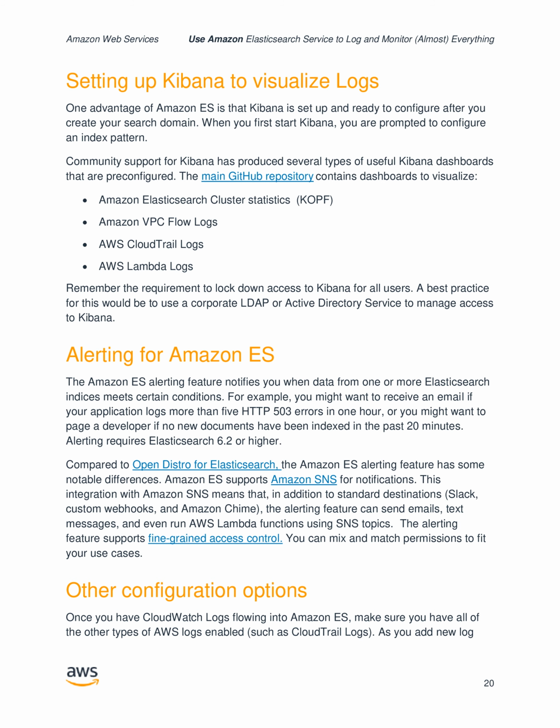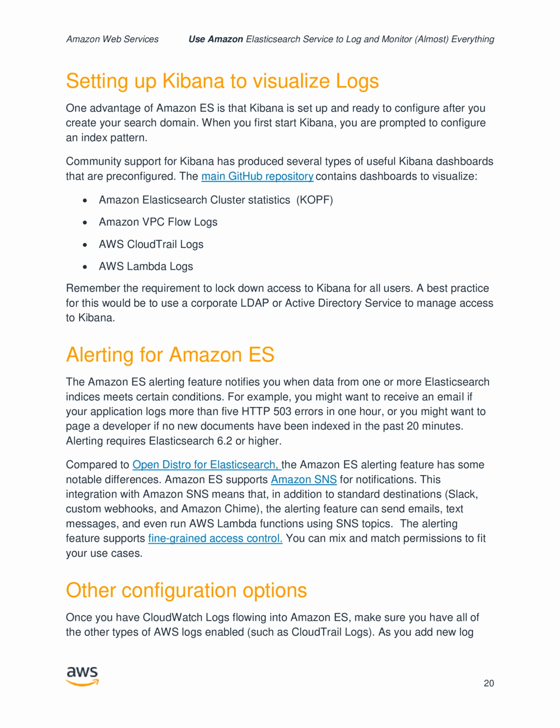Alerting for Amazon S. The Amazon S alerting feature notifies you when data from one or more Elasticsearch indices meets certain conditions. For example, you might want to receive an email if your application logs more than 5 HTTP 503 errors in 1 hour, or you might want to page a developer if no new documents have been indexed in the past 20 minutes. Alerting requires Elasticsearch 6.2 or higher. Compared to OpenDistro for Elasticsearch, the Amazon S alerting feature has some notable differences.